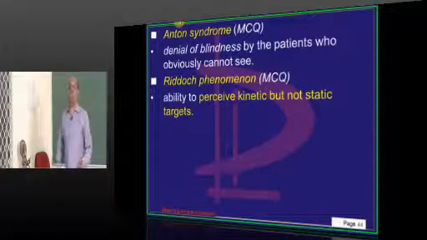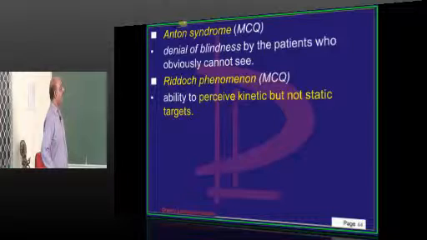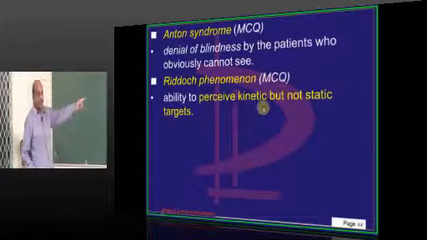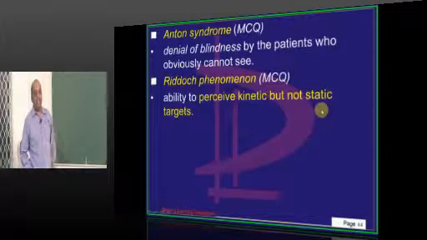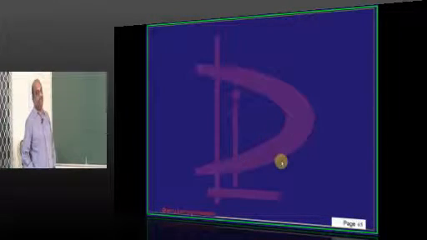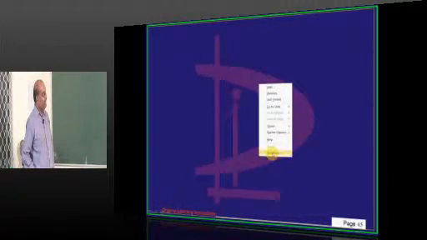Now, what is Riddoch phenomenon? Typically, they can perceive kinetic but not static targets, which is called Riddoch phenomenon in case of bilateral cortical blindness.